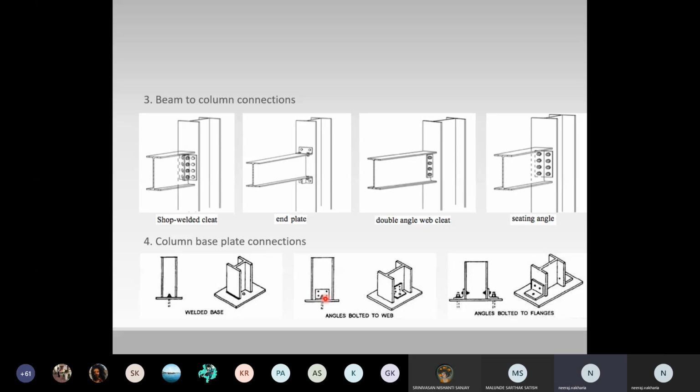Column base plate. The typical considerations include the size and thickness of the plate. Since it is going to carry the load of the whole structure, there shouldn't be any punching shear. So we have to keep that in mind, as well as the grouting for the leveling of the plate.